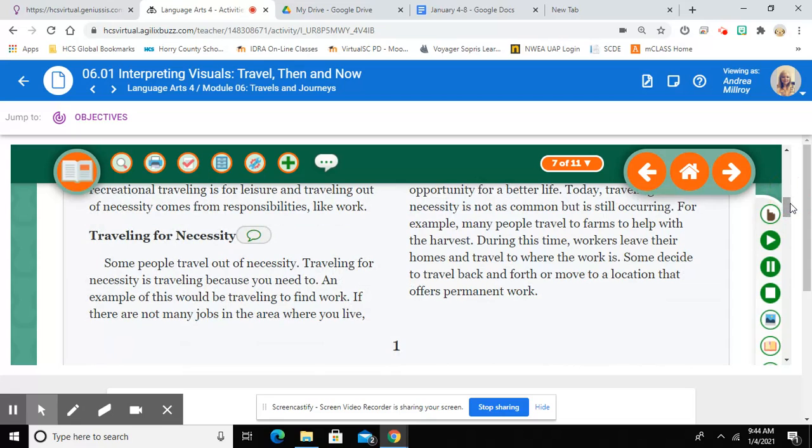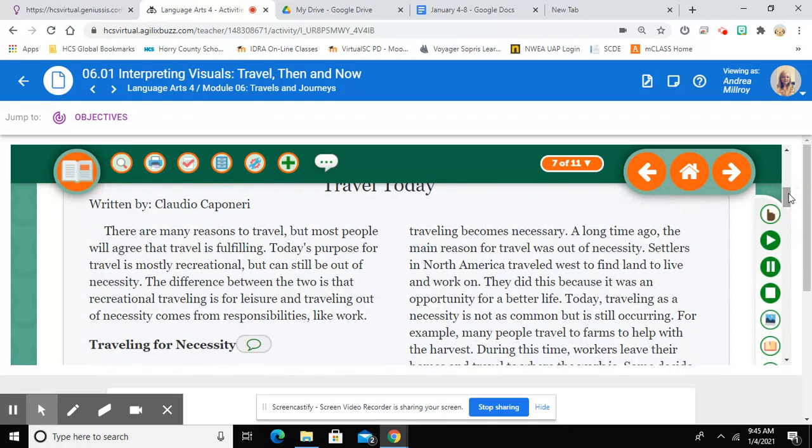Traveling for necessity. Some people travel out of necessity. Traveling for necessity is traveling because you need to. An example of this would be traveling to find work. If there are not many jobs in the area where you live, traveling becomes necessary. A long time ago, the main reason for travel was out of necessity. Settlers in North America traveled west to find lands to live and work on. They did this because it was an opportunity for a better life.